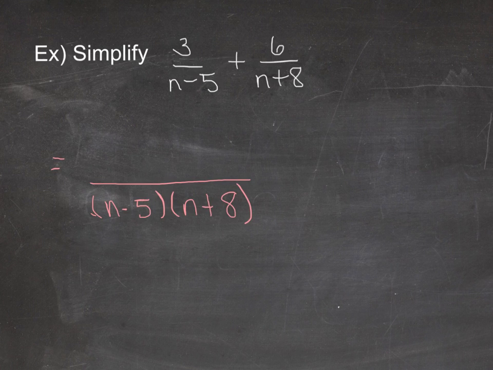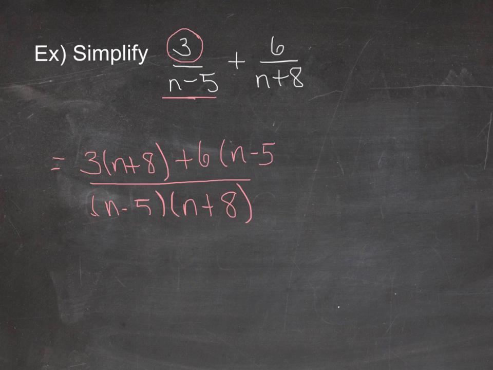And then to figure out what I would put for the numerator, I look at the numerator of the first fraction, which was 3, and I multiply it by whatever was missing from its original denominator, which is now in the new common denominator. The 3 was over n minus 5, and that appears in my common denominator, but it's missing the n plus 8 term. So I have to multiply the 3 by n plus 8. Then same idea for the other fraction. The 6 was over n plus 8, so it was missing the n minus 5. So I have plus 6 times n minus 5.